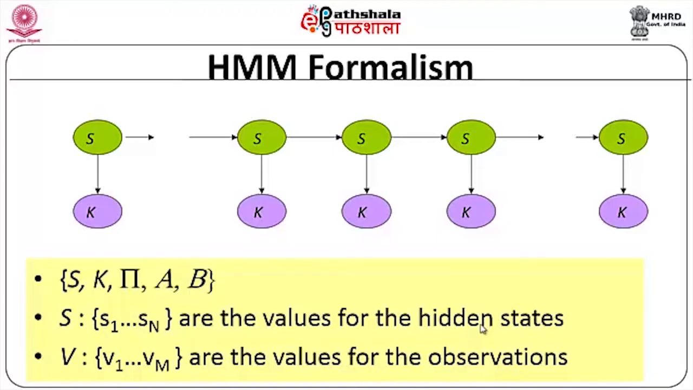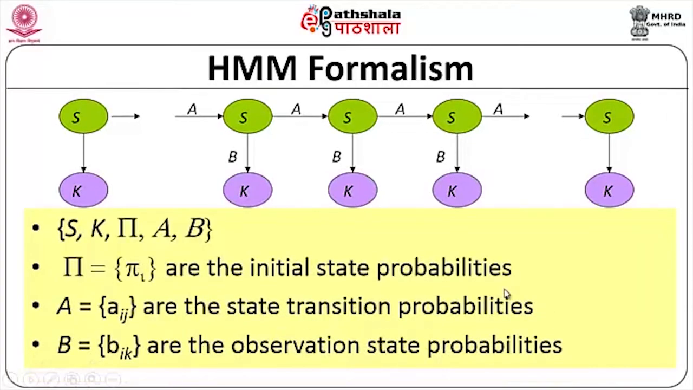S1 to Sn are the values of the hidden states, V1 to Vm are the values of the observation, or k or whatever, and then pi, A, B are the 3 probabilities. Okay. So, we are more bothered about the probabilities. Pi are the initial state probabilities, aij are the state transition probabilities, and bik are the observation state probabilities, or the emission probabilities as it is called.